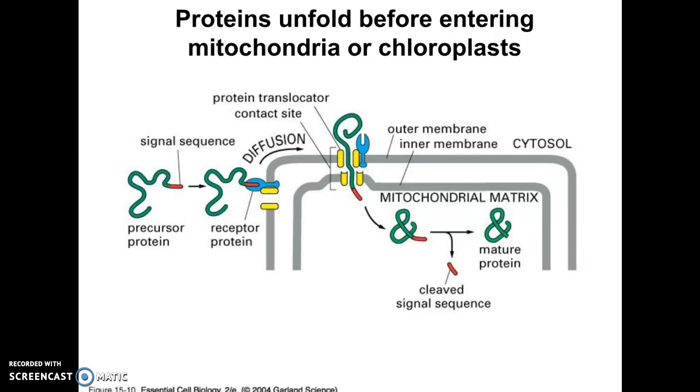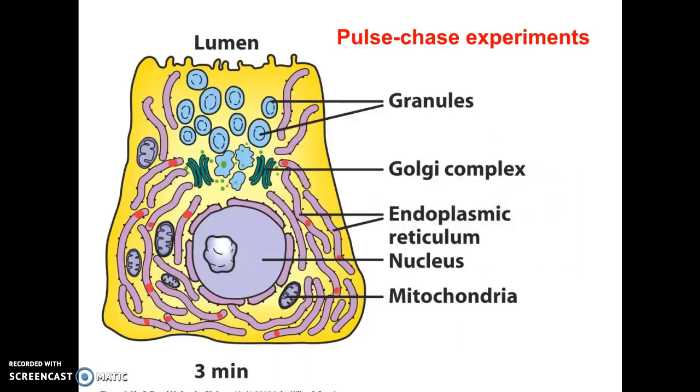So if you learn import into the ER, then all you have to do to learn the import into the mitochondria is just learn the differences. So learn the ER first, and then when you get to the mitochondria, you can do it by analogy and just learn the differences between mitochondrial import and ER import.